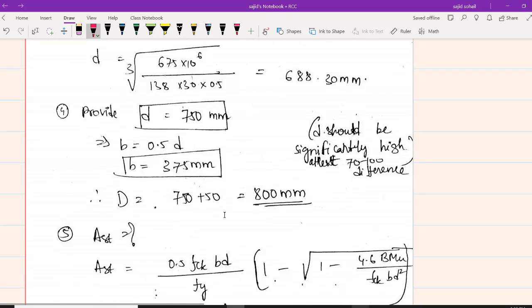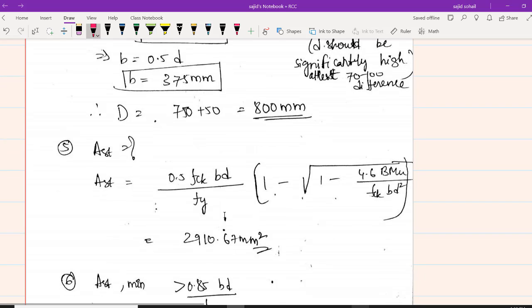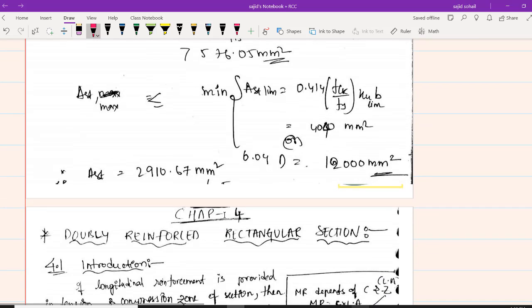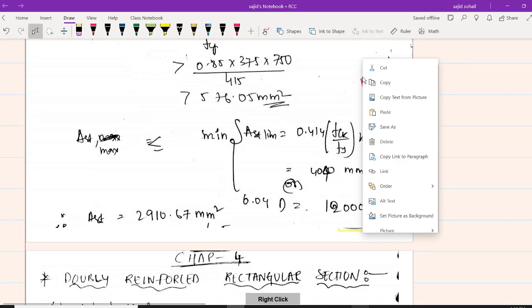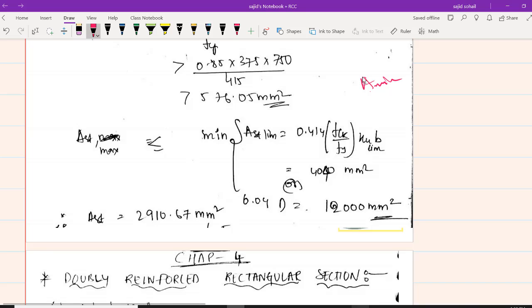So do one question. I have given this question here, try to solve it. Once you get the area of steel, compare with A minimum and A maximum. Your area should be in between these two values. End of story. I hope you're perfect.